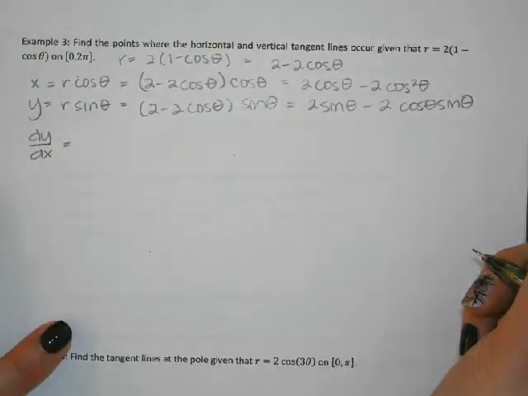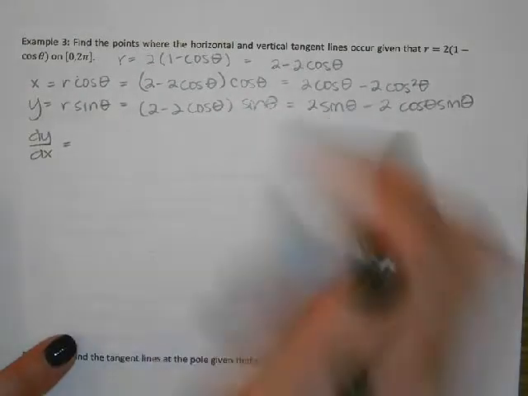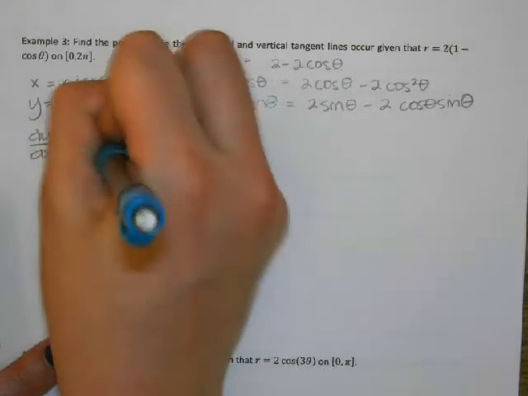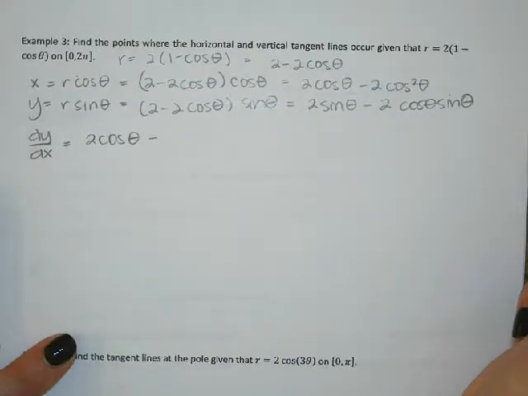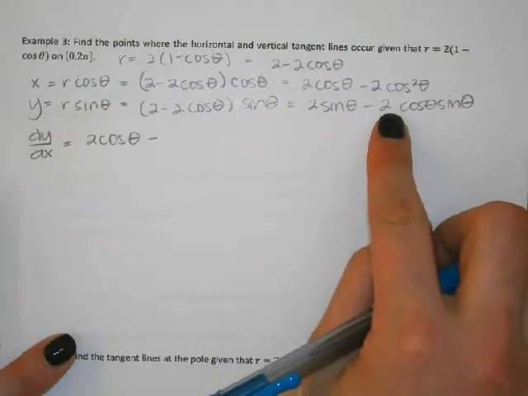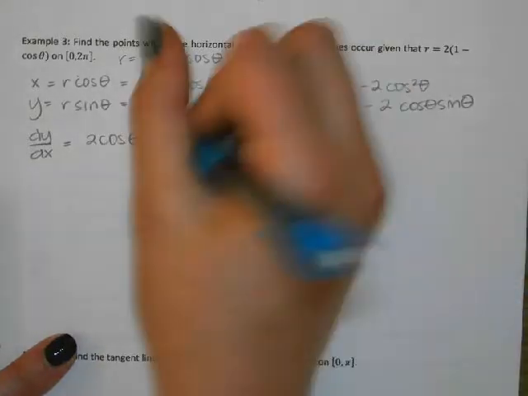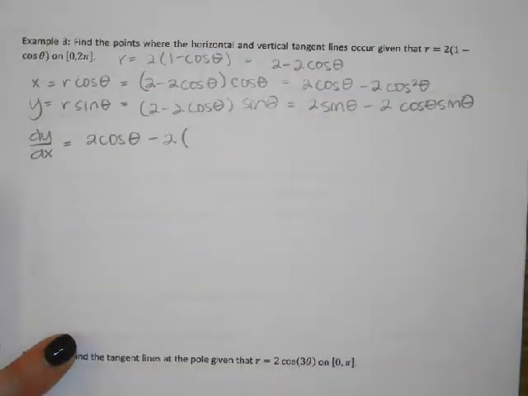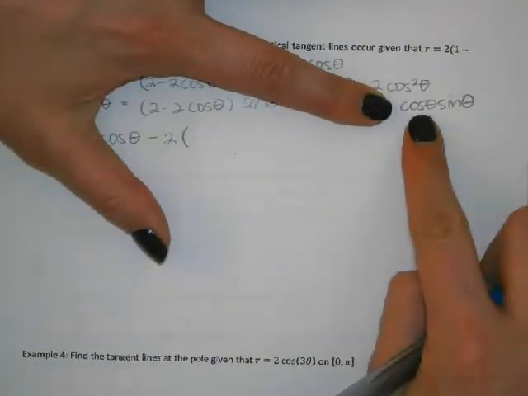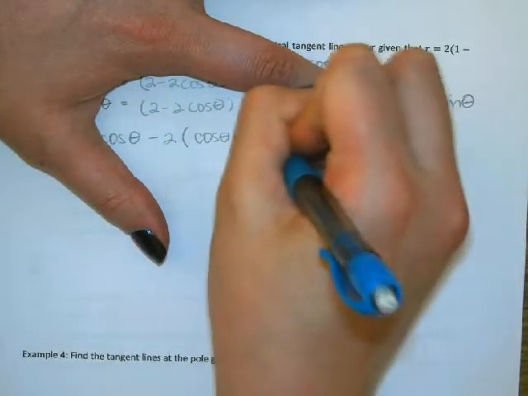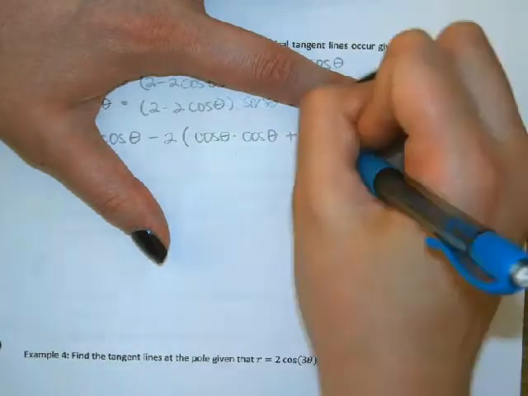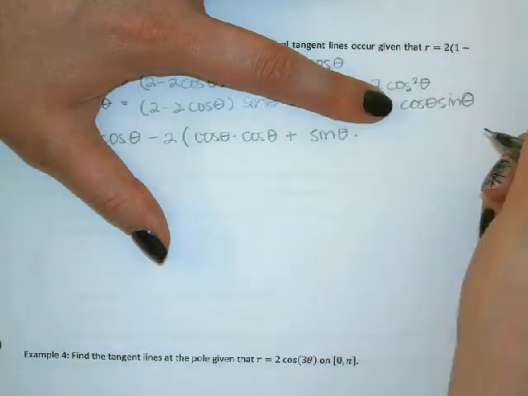So for dy dx, what are we going to have on the top? Two cos. And now we got a product rule, right? Do you guys want to include the 2 in the product rule, or do you want to leave it in the front? Leave it in the front. Okay, so minus 2, and now we're going to do our product rule. First times the derivative of the second, cos times cos, cos squared, plus the second times the derivative of the first.